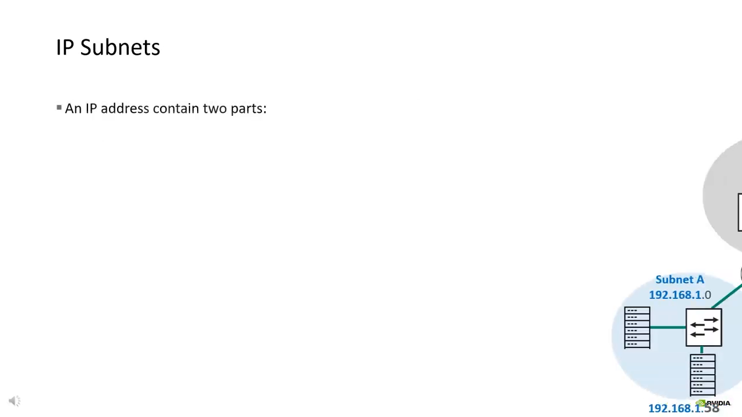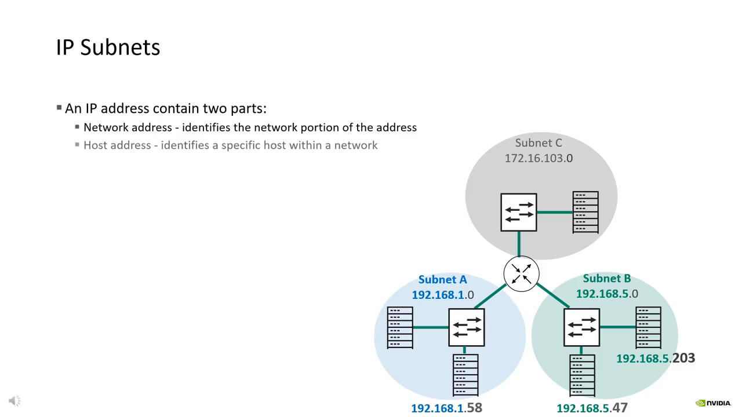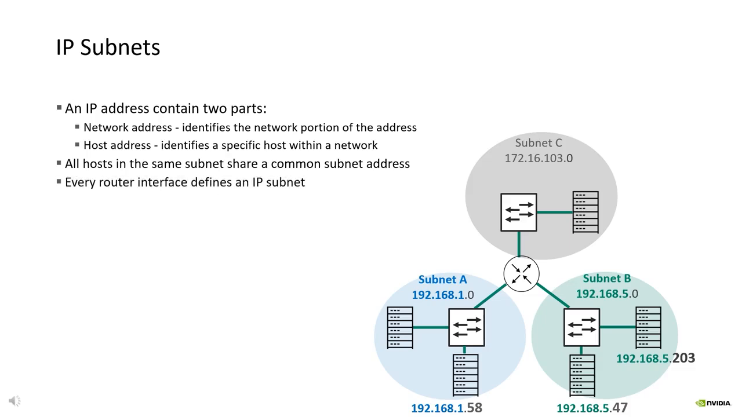IP addresses contain 2 parts. The network address identifies the systems that are located on the same subnet, and the host address identifies a specific host within the subnet. All hosts in the same subnet share a common subnet address. Every router interface defines an IP subnet. In this example, we have a router with 3 network interfaces, hence 3 subnets are defined. The network address for all hosts in subnet A is 192.168.1.0, where the 4th octet represents the host's unique address within the subnet.